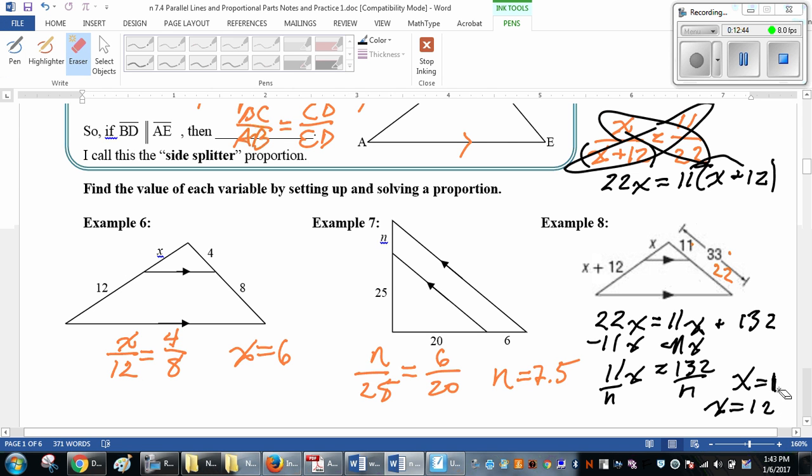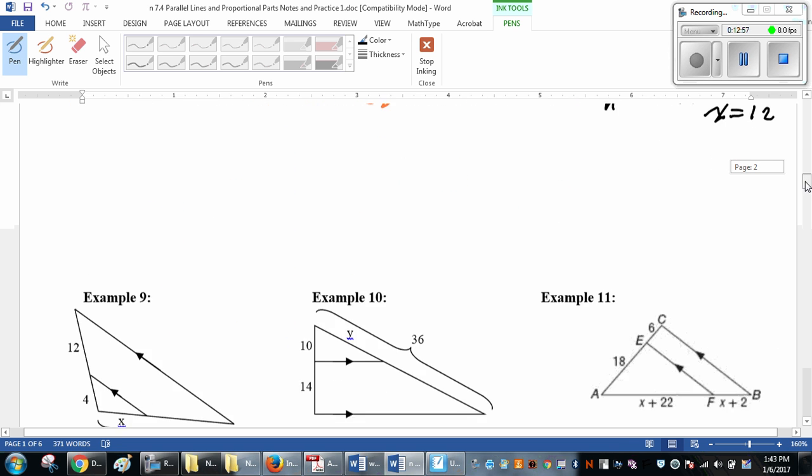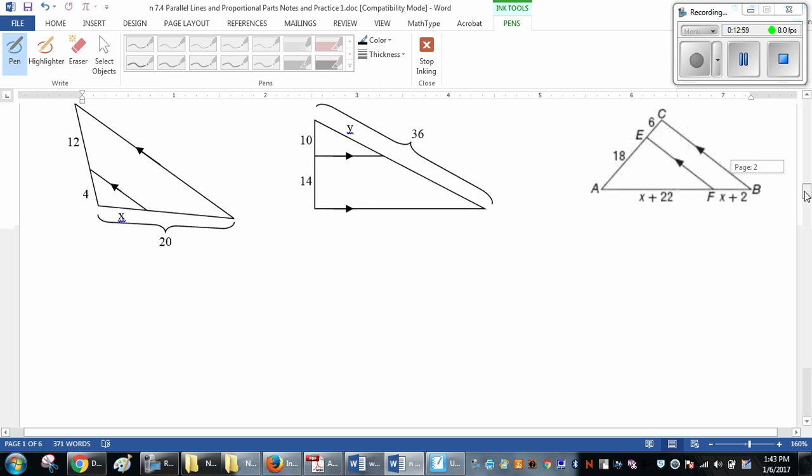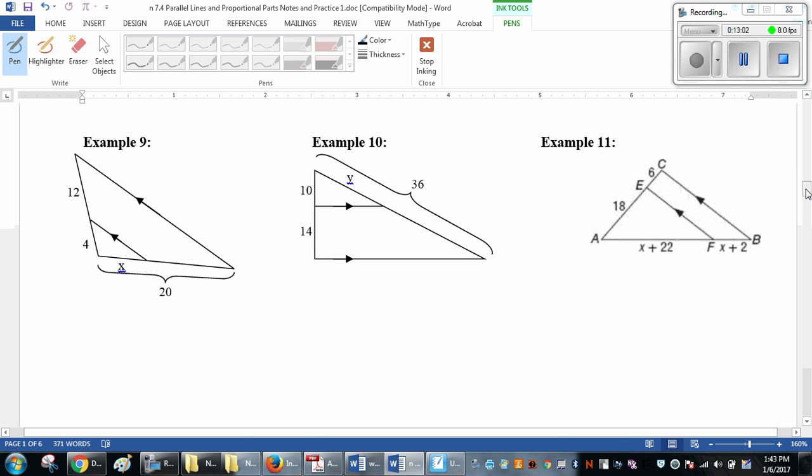All right, take a second, look through that work, make sure you're good with setting up the equation. That's the key to these, is seeing those proportional parts. All right, pause it if you need to, go back, make sure you're good with those examples. All right, let's move on. We have examples 8, 9, 10, and 11.